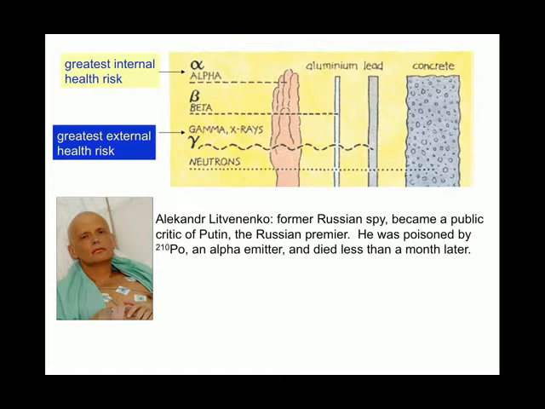Now, Alexander Litvinenko was a former Russian spy who became a victim of Putin. When the Russian government collapsed back around 1990, a lot of the people that worked for the government, including the KGB, were just let go. And so Litvinenko went to England, and he was going to write a tell-all book about the KGB. Putin didn't want him to do this. And so, as the story goes, he was poisoned by somebody putting a compound that contained polonium-210, an alpha emitter, on his salad. When he ate part of that salad, he got sick and he died of radiation poisoning about a month later.